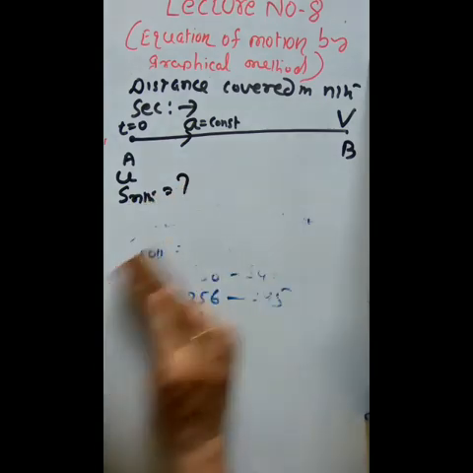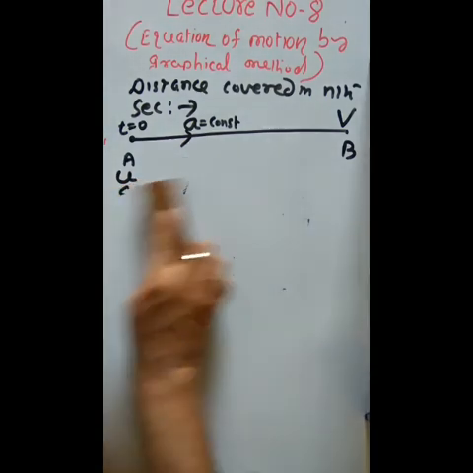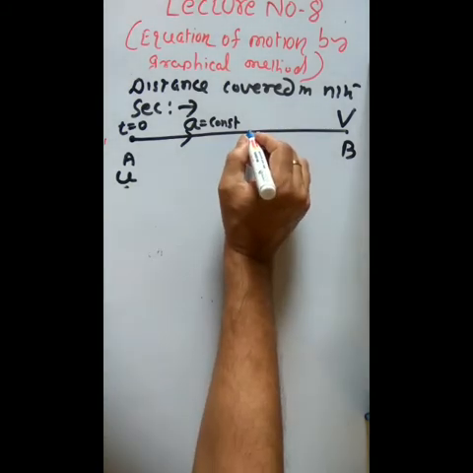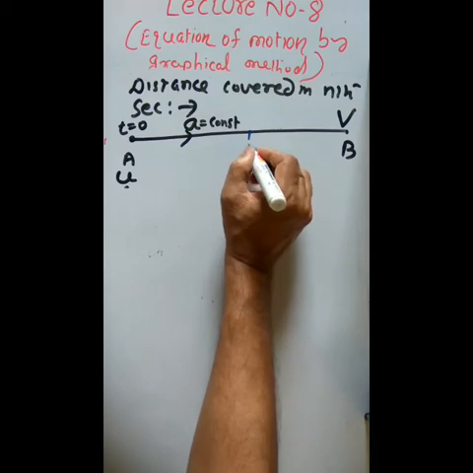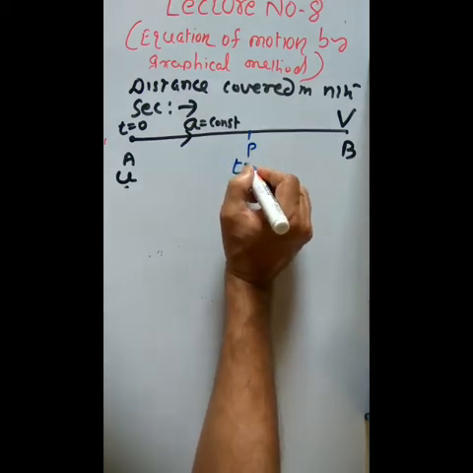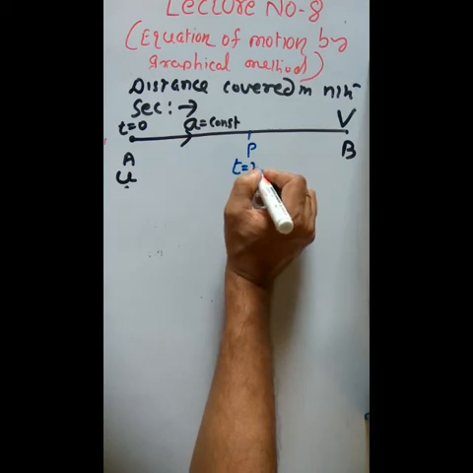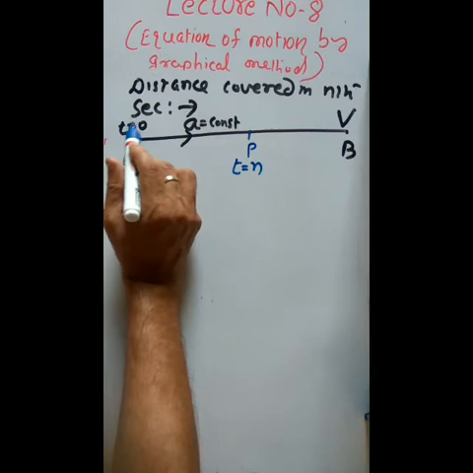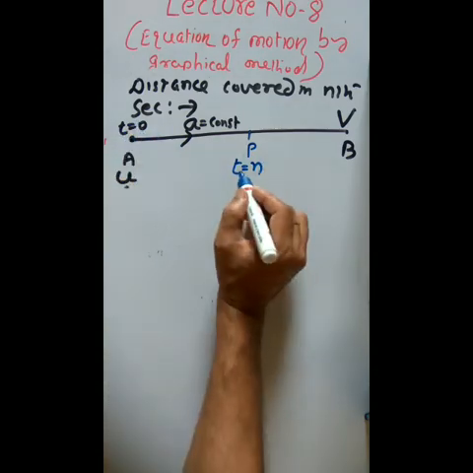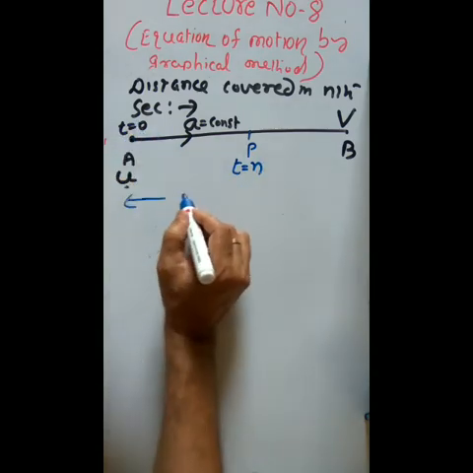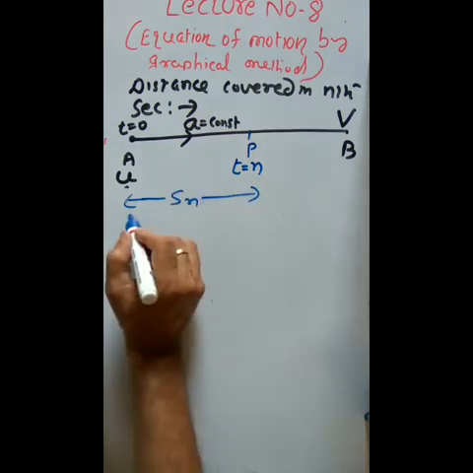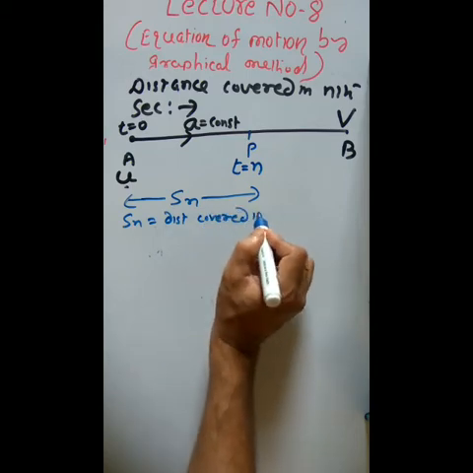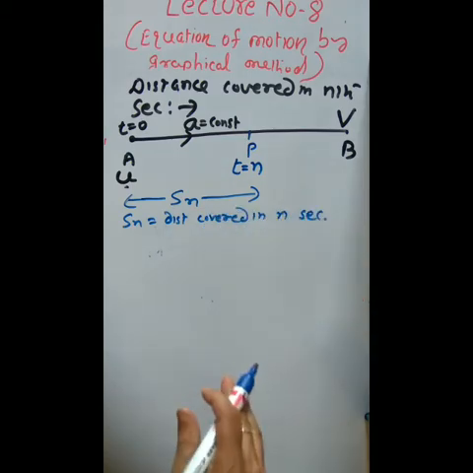What is the distance covered in nth second? Okay, so now see, suppose this is the point P where time is equal to n. The motion starts here, t is equal to 0. So from t equal to 0 to t equal to n, the distance covered by the body is Sn. So what is Sn? Sn is equal to distance covered in n seconds.